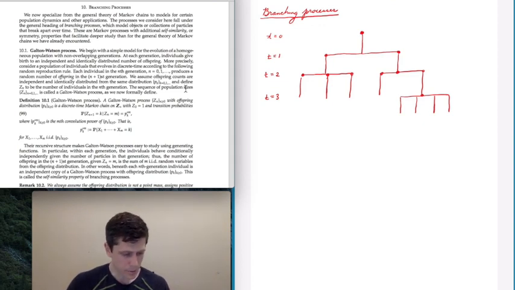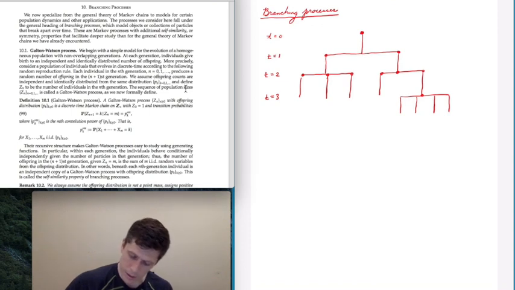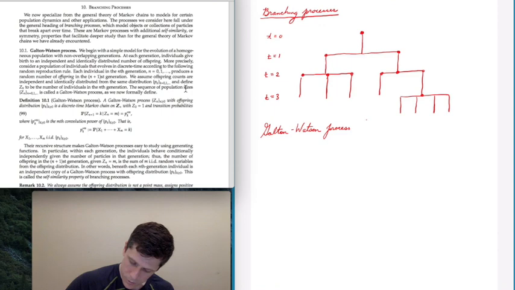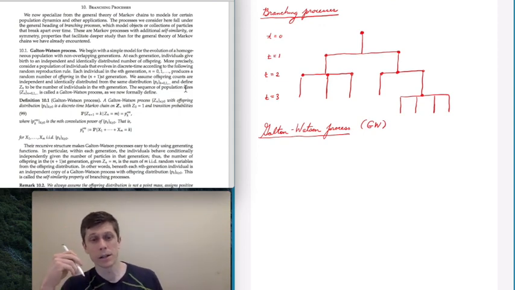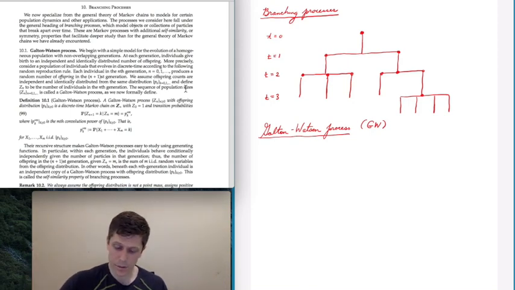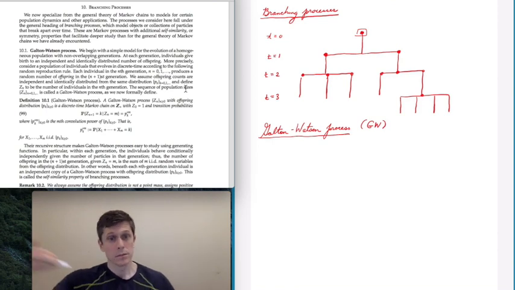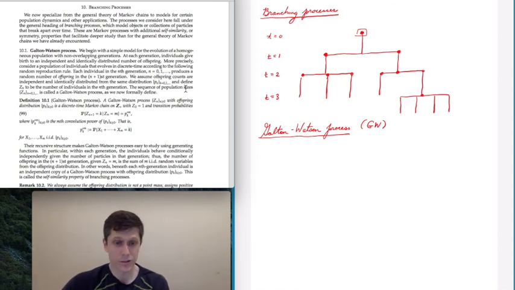The original example that we're going to think about is what's called a Galton-Watson process, or GW process. The Galton-Watson process was originally a model for the evolution or the genealogy of family names. At some generation t, there's an individual with a family name who has offspring, particularly male offspring, which passes that name along. Those offspring have further offspring in the next generation, which pass the name along too, and so on.